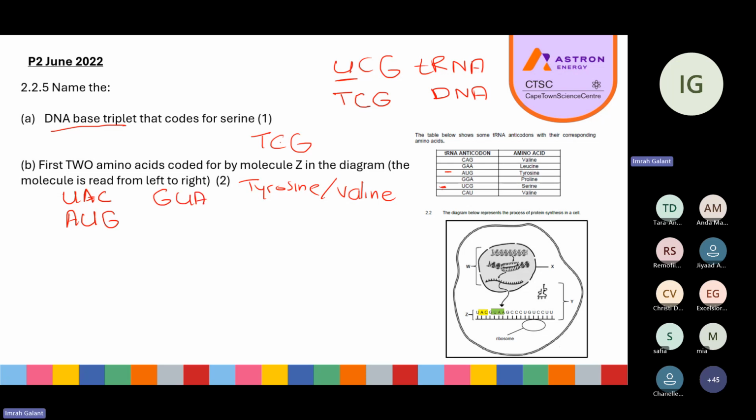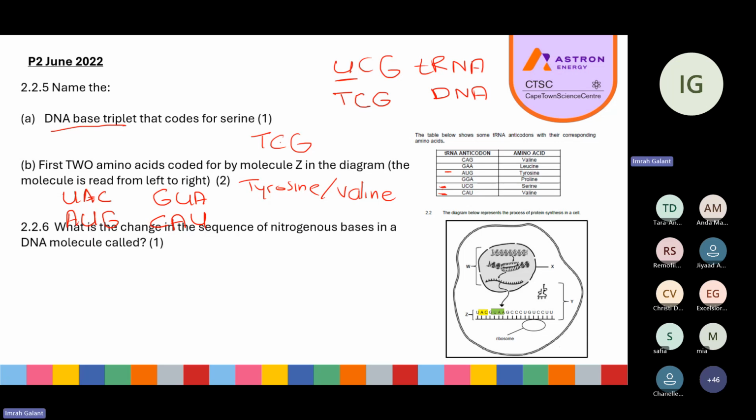GUA. And the complement to G is going to be C. The complement to U is going to be A. And the complement to A is going to be U. So CAU is going to be valine. So that is all simply how you do that question over there, guys.